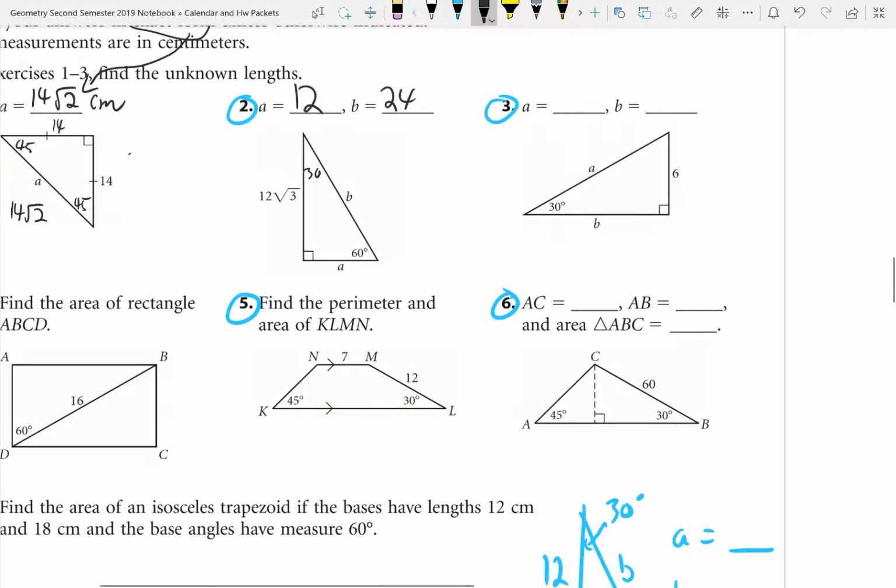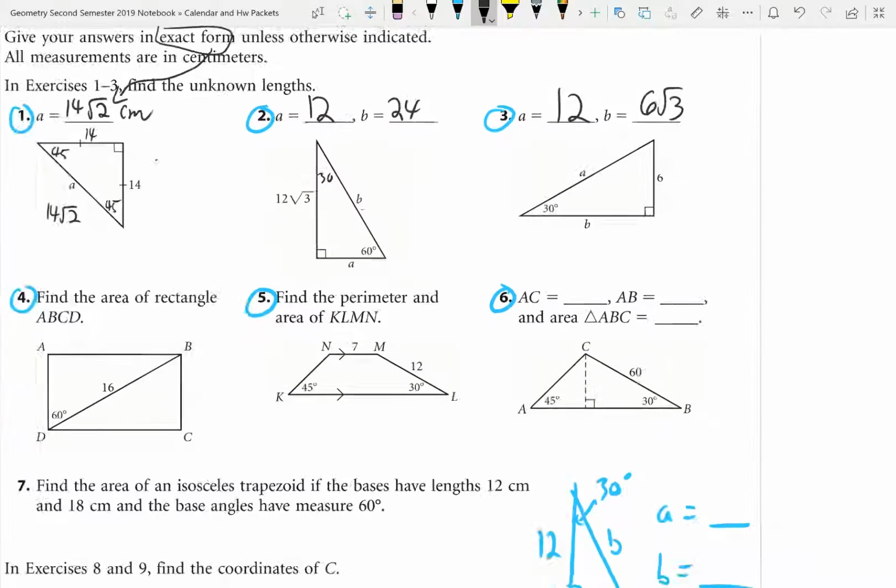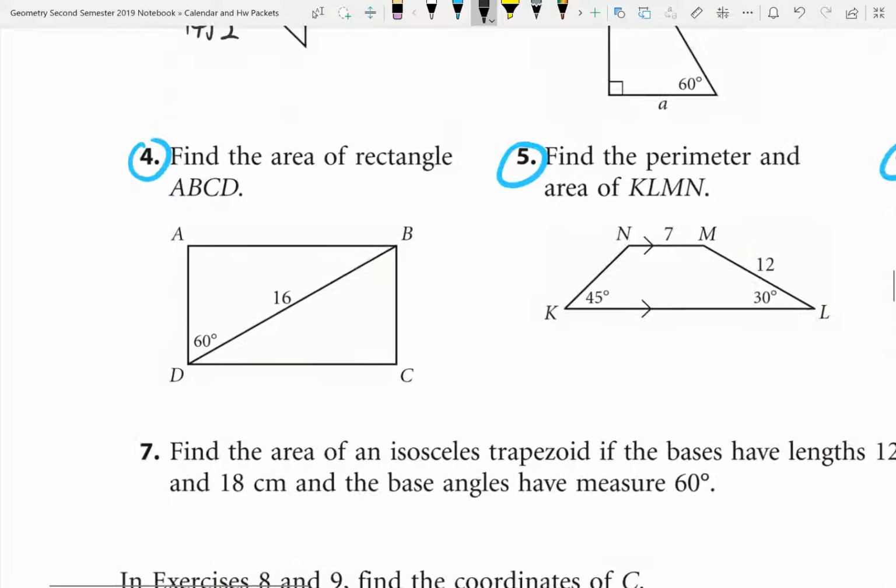And then in 3, again, 30, 60, 90. So the short leg is 6, making the longer leg 6 root 3. And the hypotenuse is twice the short leg, or 12. All right, so again, number 2, the longer leg is 12 root 3, so the short leg is 12, and the hypotenuse is 24. Okay.